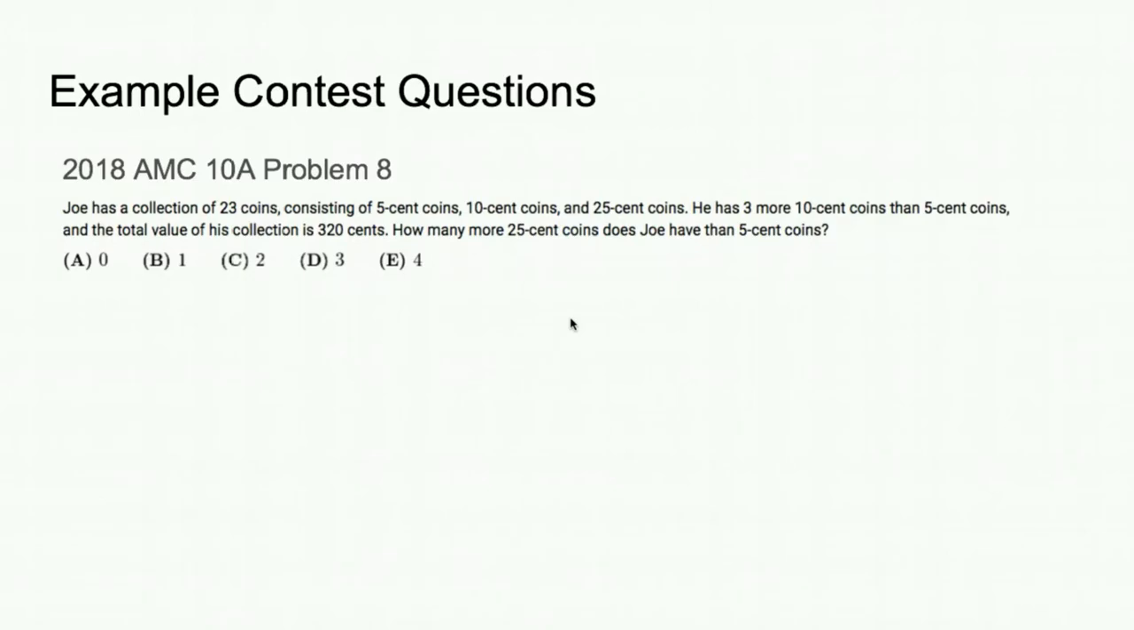2018 AAMC 10A Problem 8. Joe has a collection of 23 coins, consisting of 5-cent coins, 10-cent coins, and 25-cent coins. He has 3 more 10-cent coins than 5-cent coins, and the total value of his collection is 320 cents. How many more 25-cent coins does Joe have than 5-cent coins?